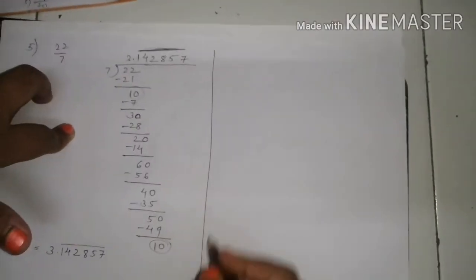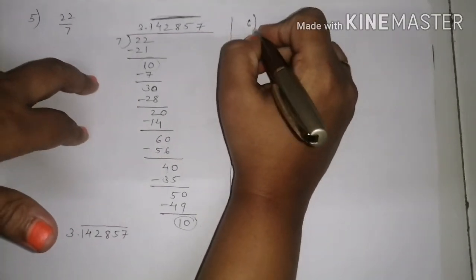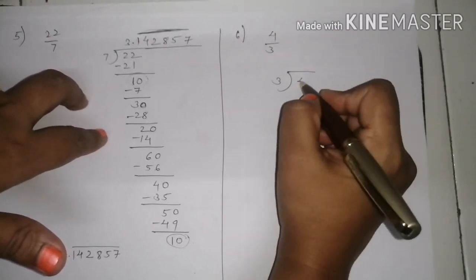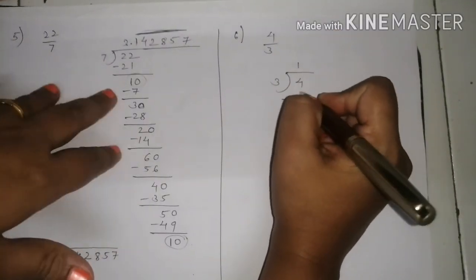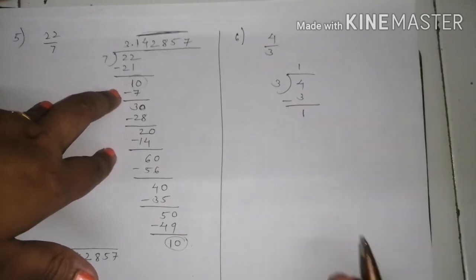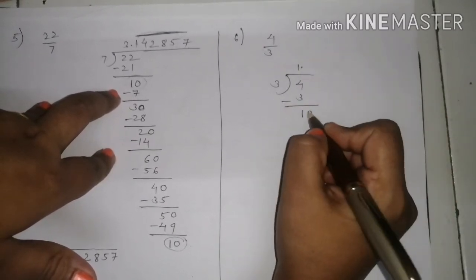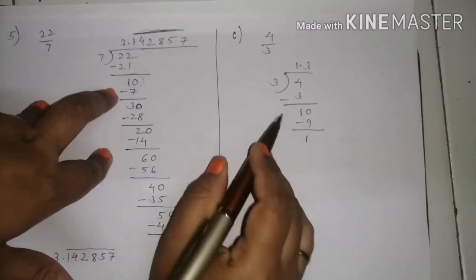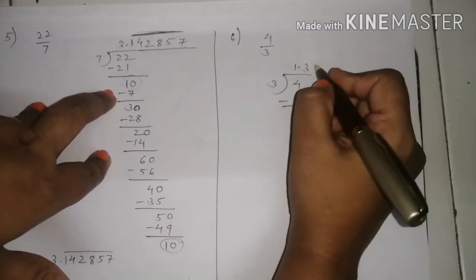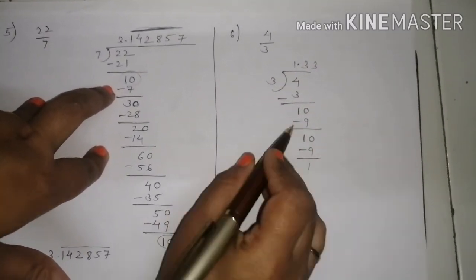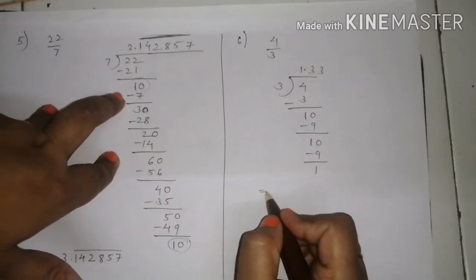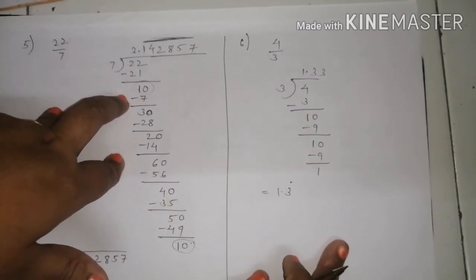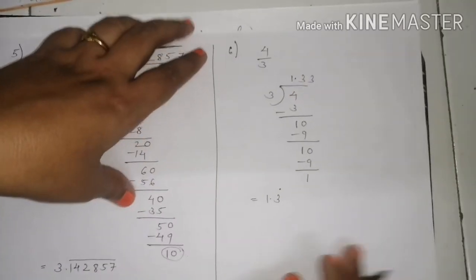Now the sixth sum. The sixth one is 4 upon 3. Let's divide this, children. 3 will come outside, 4 inside. 3 ones are 3. 4 minus 3 is 1. Take a point by putting a decimal. So it will be 0. 3 threes are 9. 10 minus 9 is 1. Now again if you take 10, 3 threes are 9. Again 1. So 3 is going to repeat. So we will write it like this, 1.3, and you will put a dot on 3 because 3 is going to repeat. So the answer is 1.3 with a dot on the 3.